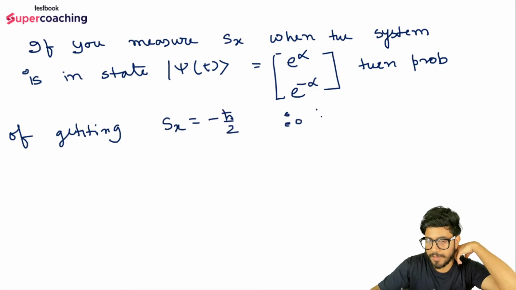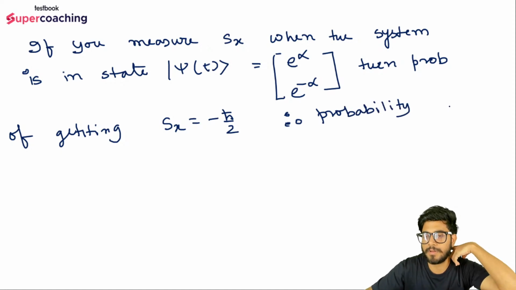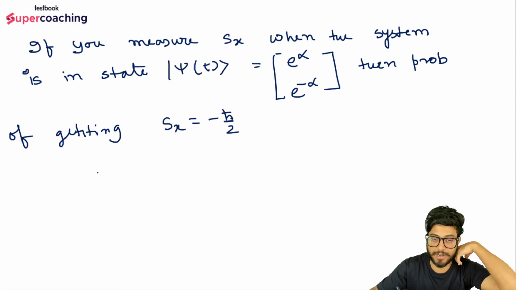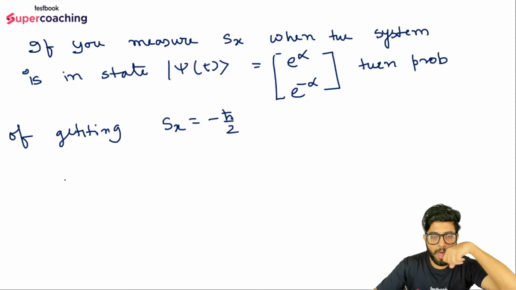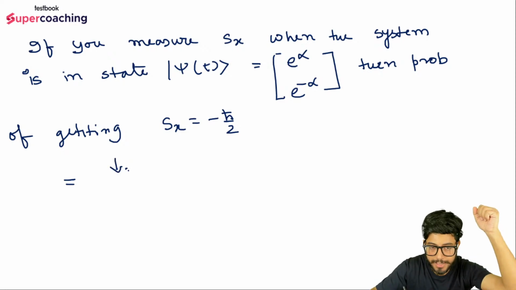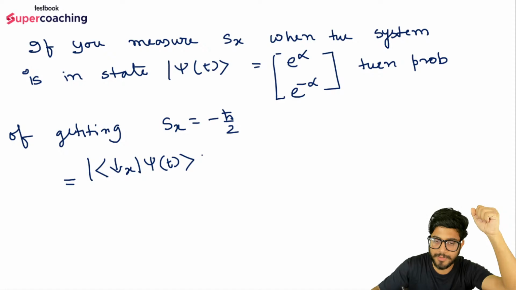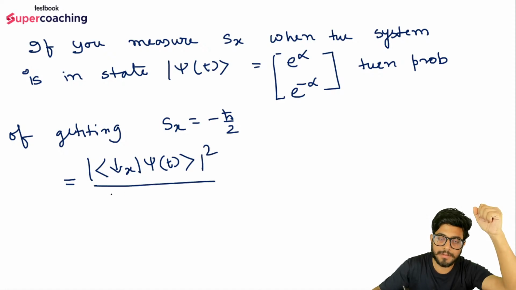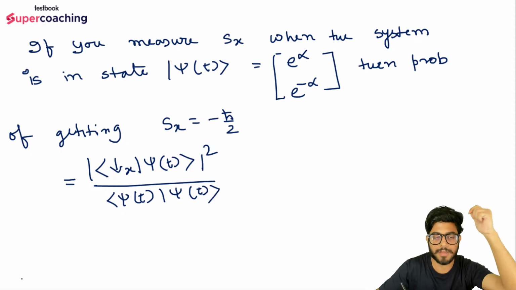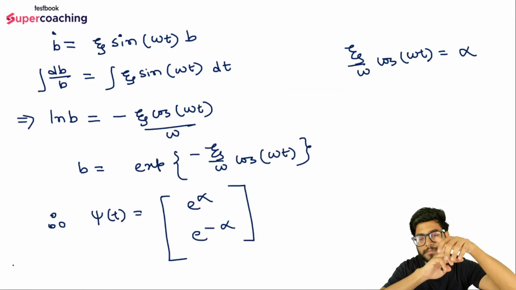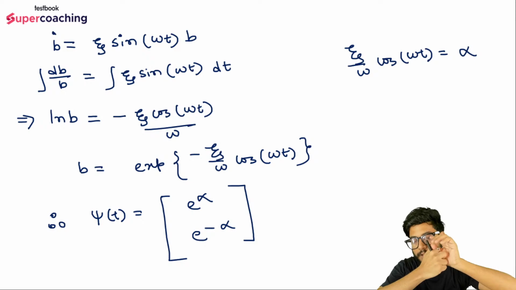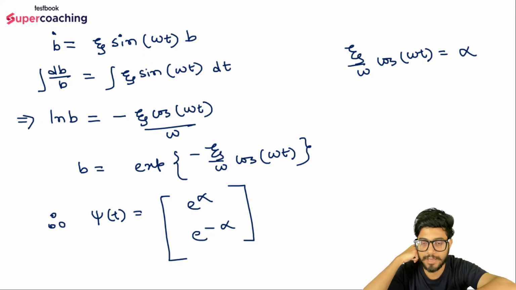That means the probability of getting the state up x, sorry, down x, will be equal to down x psi of t mod square by psi of t, by psi of t.